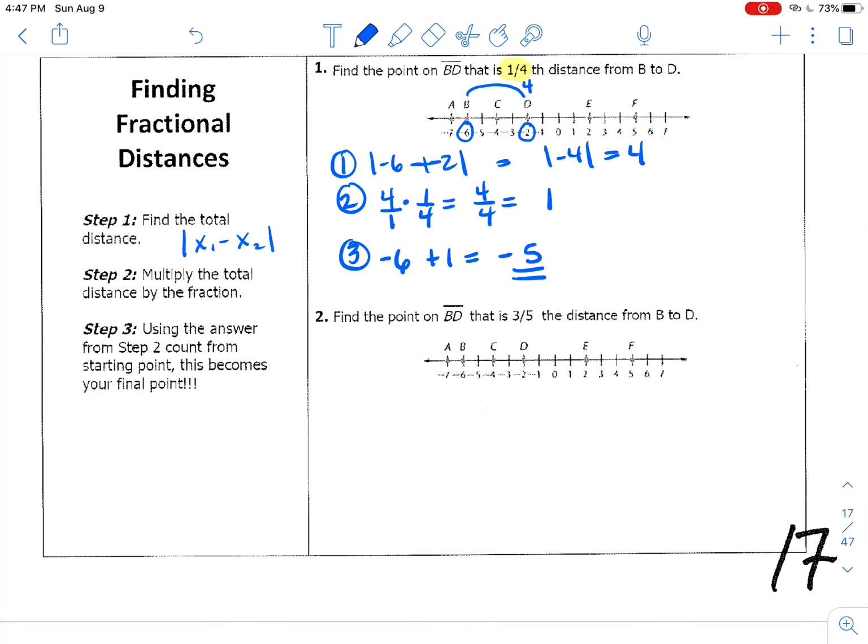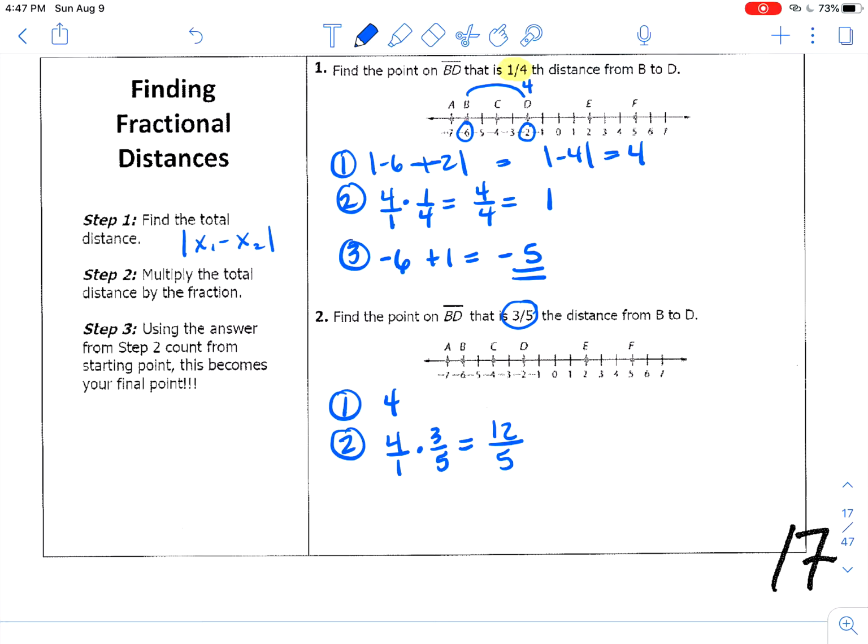In our last example, we are looking for the point that is 3/5 the distance from B to D. So we're using the same starting and ending, so we know that the distance from B to D is 4. Step 2, we take 4, but this time we're multiplying it by 3/5. So I'm going to go ahead and write 4 over 1 times 3 over 5. This time nothing's going to reduce, so I multiply straight across, and that gives me 12 over 5.